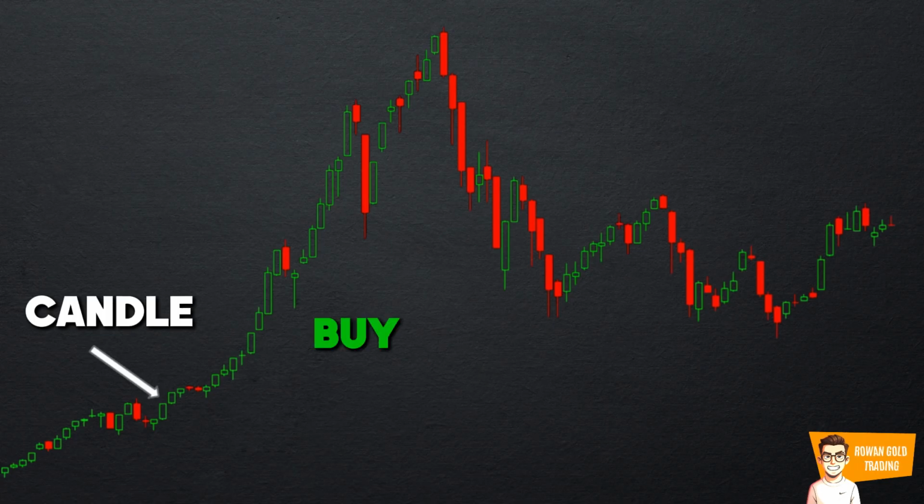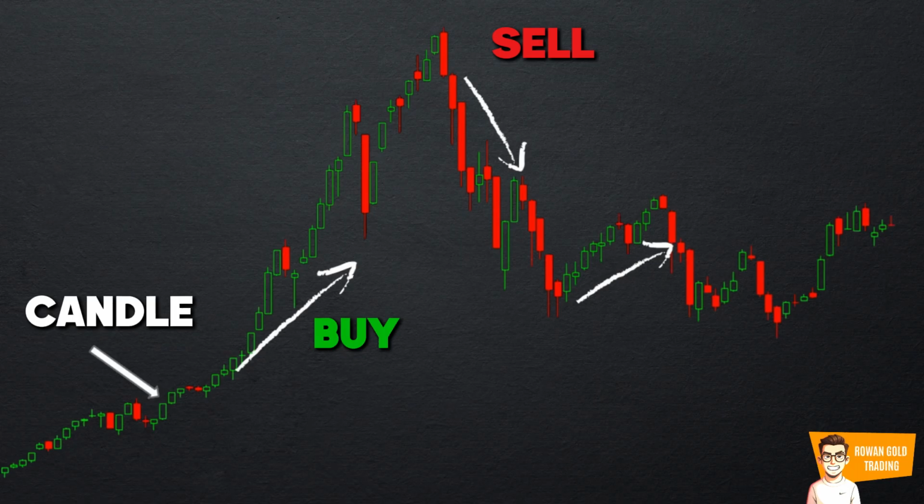And you'll see wicks on both sides, which shows that both buyers and sellers tried to make a move, but neither could gain any ground. The battle just ended in a stalemate. The market is full of uncertainty.